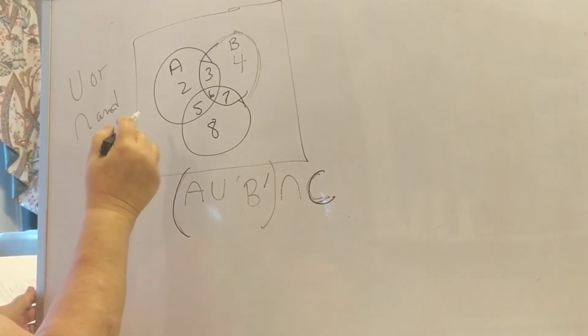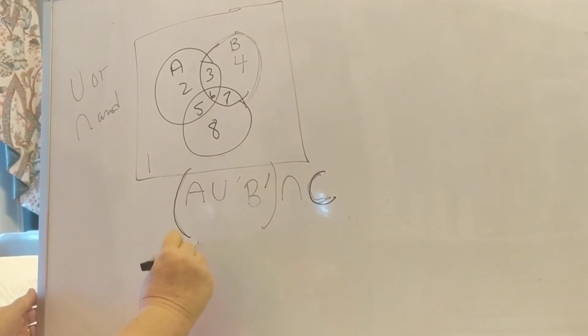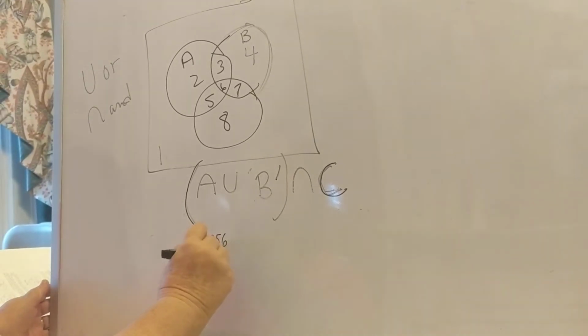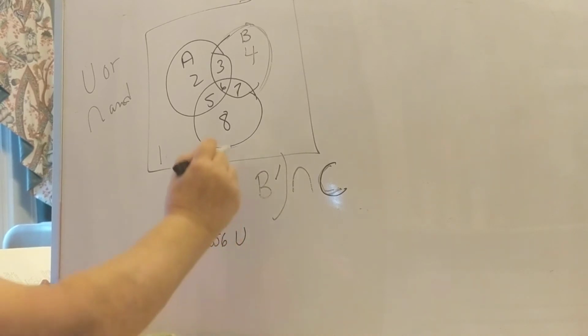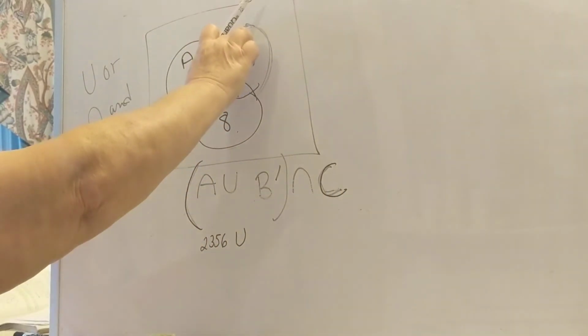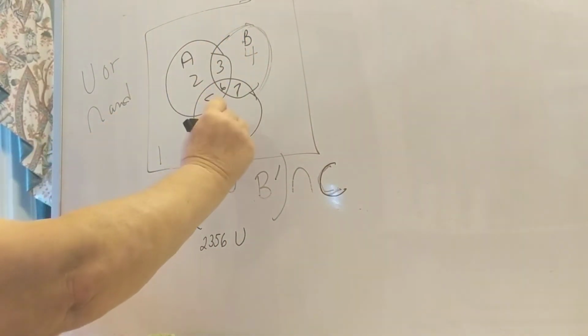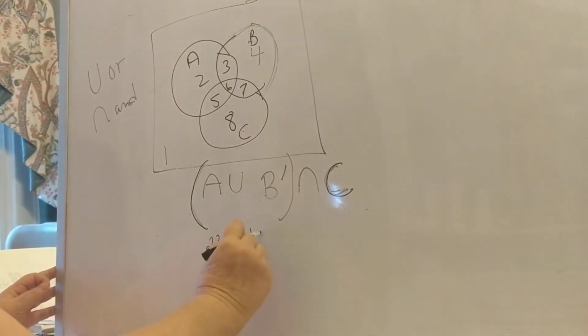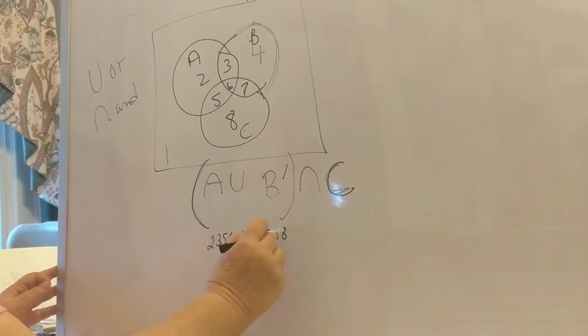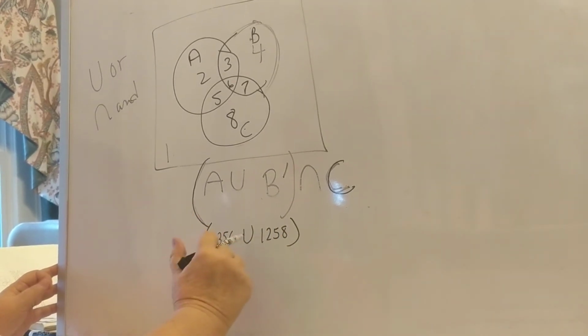Alright, A is 2, 3, 5, 6. And I'm going to join that. It says A or not B. Oops, I think I wrote, this is B and this is C. So not B would be 1, 2, 5, and 8. I'm going to do that first.